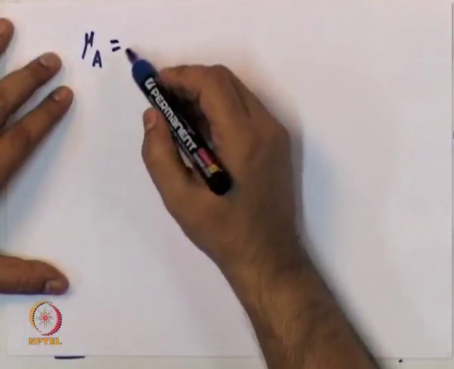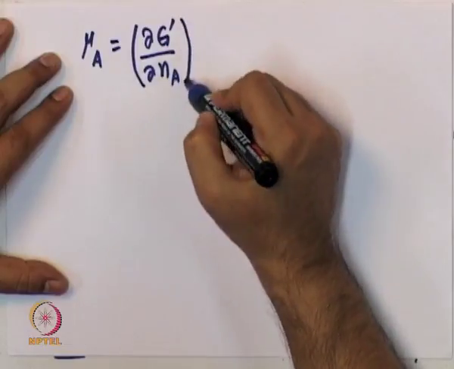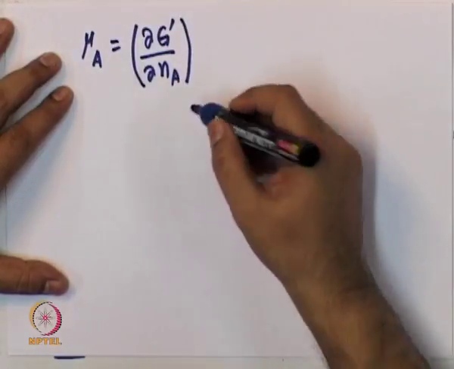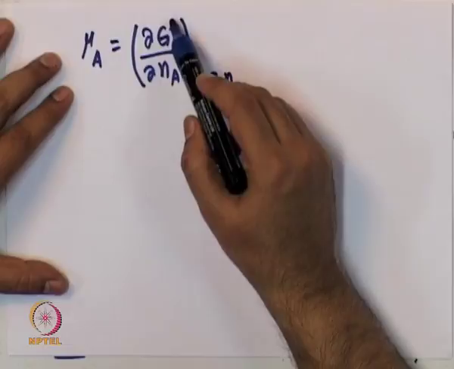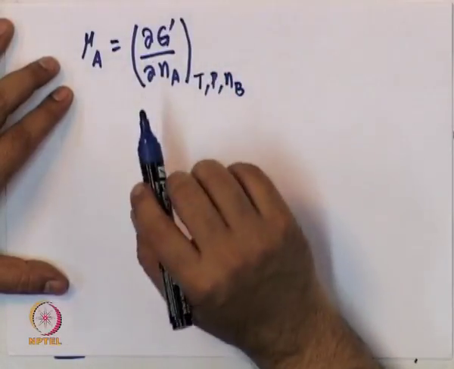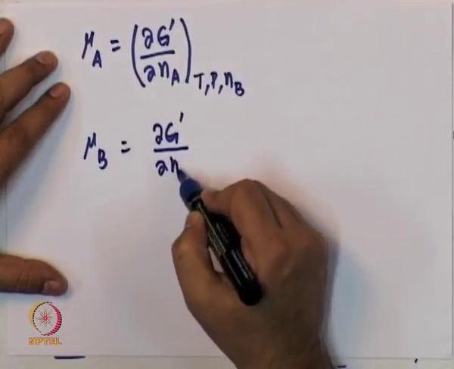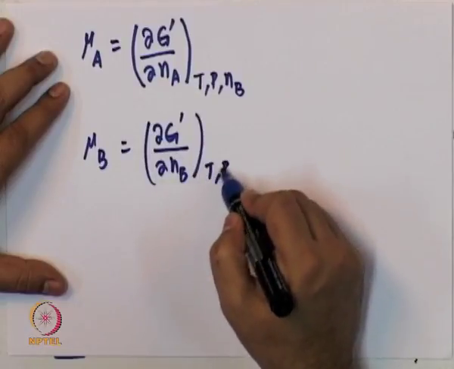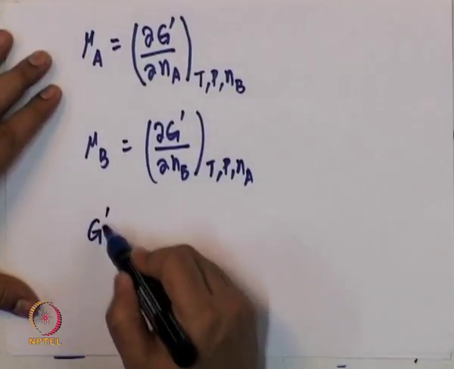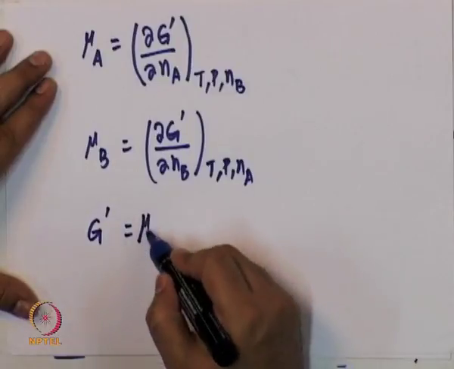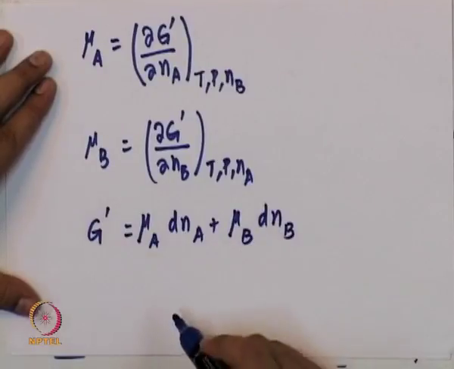So, what is mu A? We define mu A as the free energy change for changing the number of A atoms, but by keeping everything else a constant. This G prime is there because G prime represents the total free energy of the system. Similarly, mu B is defined as how much the free energy changes when you change the number of B atoms by keeping all the other quantities a constant. In other words, you can write that the change in free energy of a given system is mu A dNA plus mu B dNB.